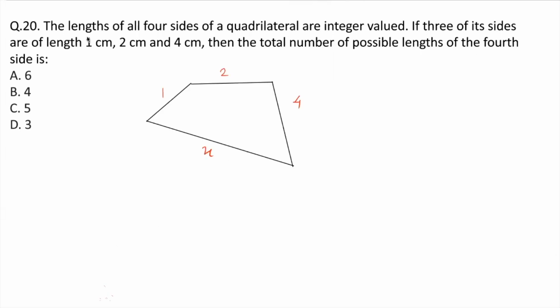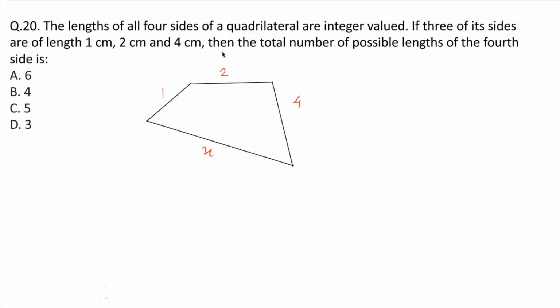Okay, guys, so the length of all four sides of a quadrilateral are integer valued. If three of its sides are 1, 2, and 4 centimeters, then the total number of possible lengths of the four sides is. So it's a very good question. Very conceptual, not too many calculations.